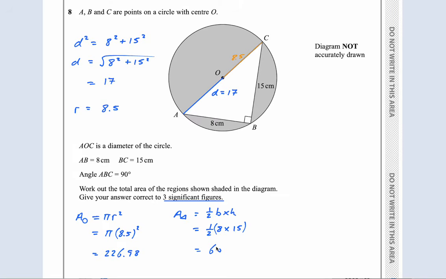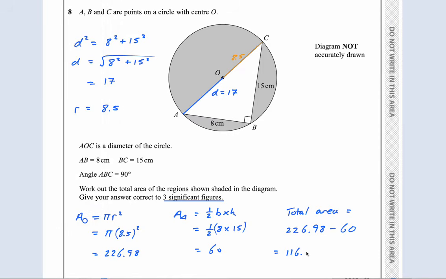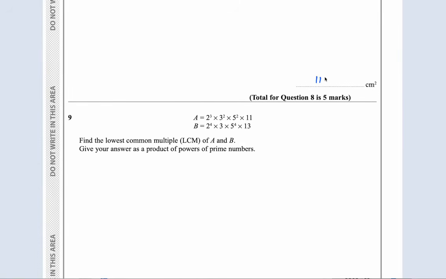So the total area equals the area of the circle, 226.98, minus 60, which equals 116.98. He wants it to 3 significant figures, which is 1, 2, 3, rounded up 117. So this, oh, he's giving me lots of space. This is 117.